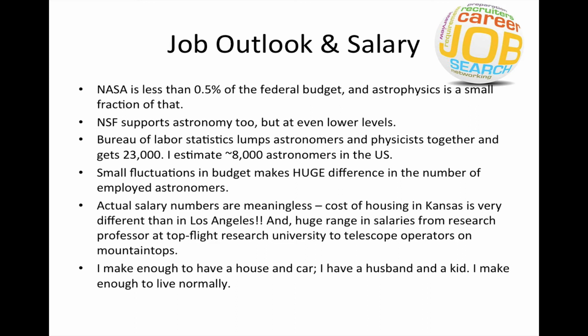Giving you actual salary numbers is completely meaningless because, for example, the cost of housing where you live in Kansas is very different than Los Angeles. I think the most recent numbers I've seen is that the average rent in the city of Los Angeles is $2,500 or $3,000 a month. That's average, and that's got to be really much different than what it is in Kansas. There's also a huge range in salaries, ranging from a research professor at a top-flight research university like Caltech to telescope operators who live on remote mountaintops. There's a huge difference in salary.